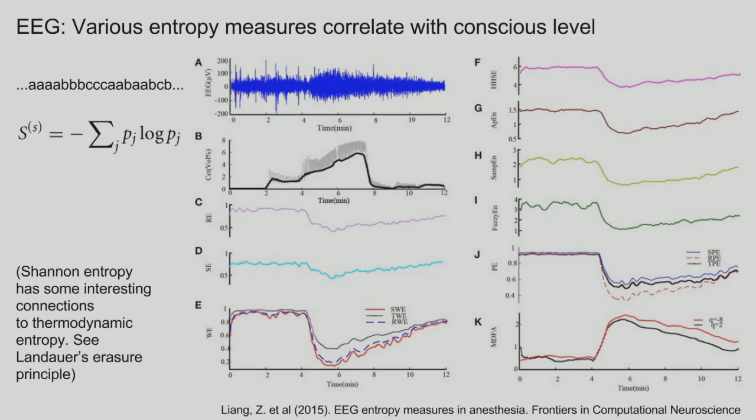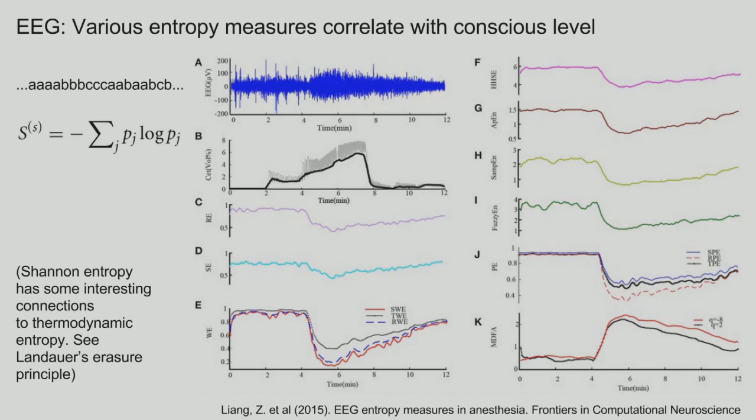And then you have various ways of computing this Shannon entropy. You can also just look at the spectrum, for instance, and look at the spectral entropy. And most of them do pretty much the same thing. They kind of go down when the anesthetic kicks in.